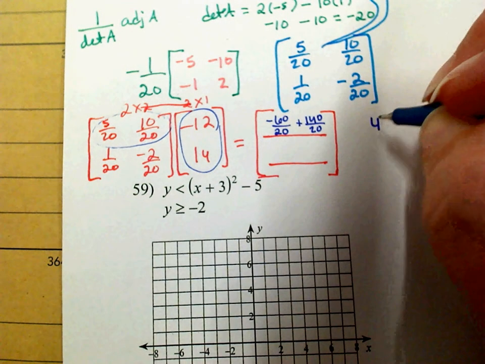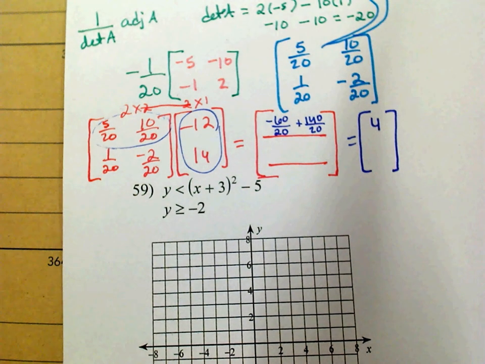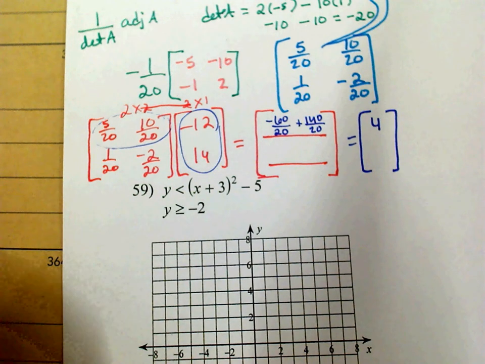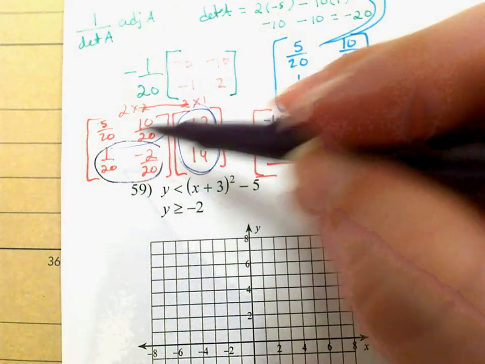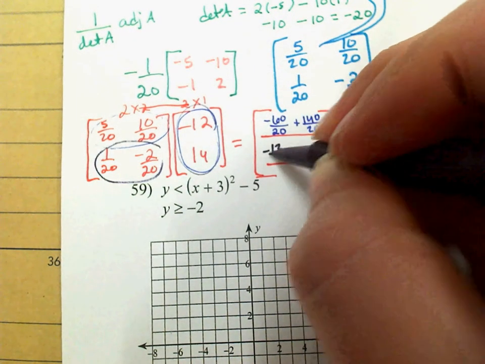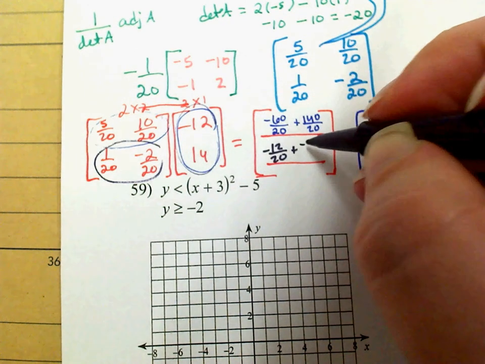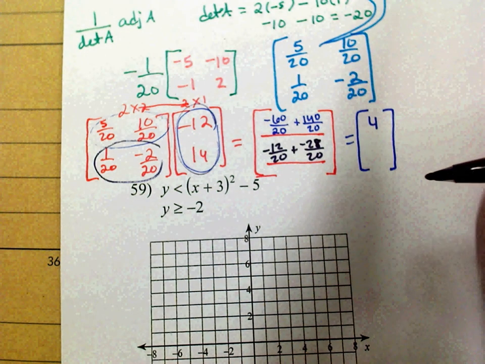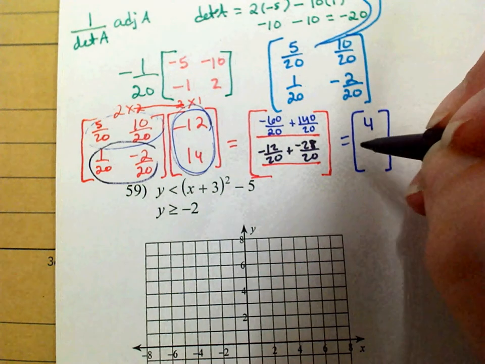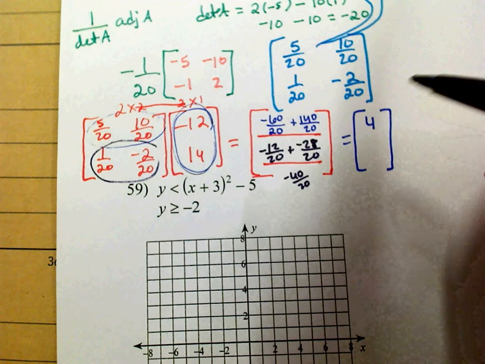Okay, now what do I multiply? Yep. So I've got this row times this column. What's 1 times negative 12? So negative 12/20ths plus, what is negative 2 times 14? Negative 28/20ths. What's negative 12 and negative 28? Negative 40/20ths. And what's negative 40 divided by 20? Negative 2. And there's my answer. My answer, though, I'm going to write like this.